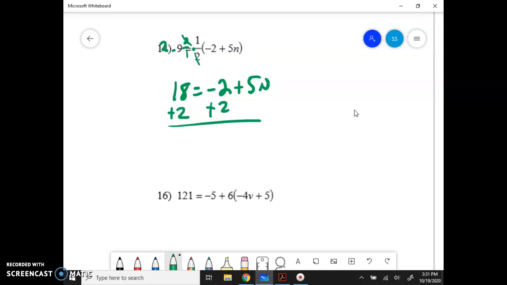Do it to one side, got to do it to the other side. You're left with 20 is equal to 5n. Or 5 times n, so do the opposite and divide. Oops, that's 4. Divide by 5, divide by 5. You're left with 1n is equal to 4. So you get the same answer both ways.